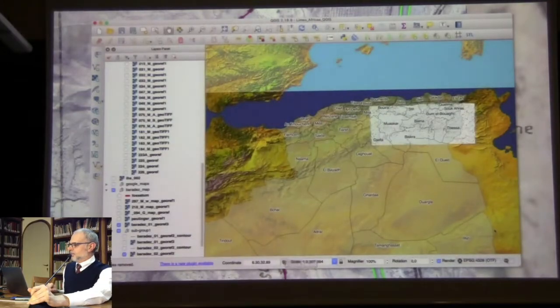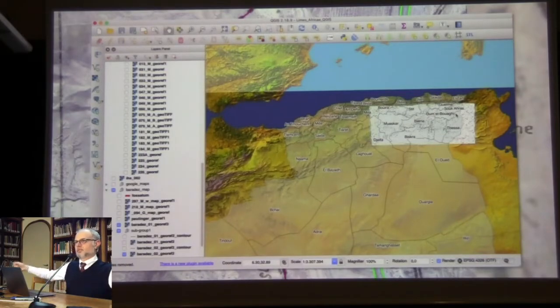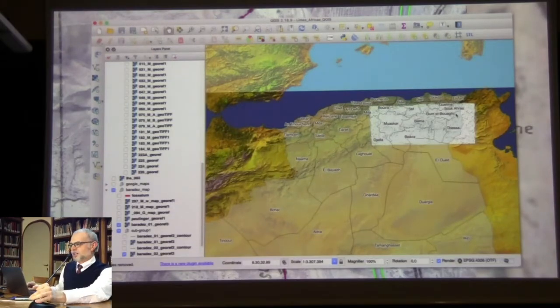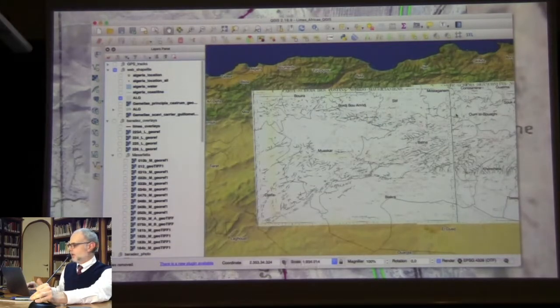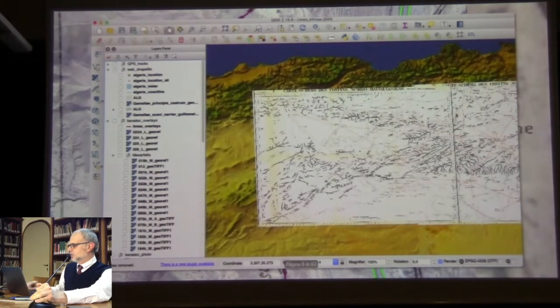So, just to give you a very quick introduction, what you see here are the two very large maps that you find at the end of the Baradez book. The ones that you open and are big, like format A1, A2, I don't remember. They are georeferenced in our system. This is our basis. I'm zooming in to the area of Biskra. This is the Biskra Basin.